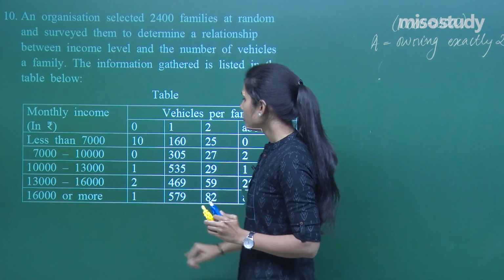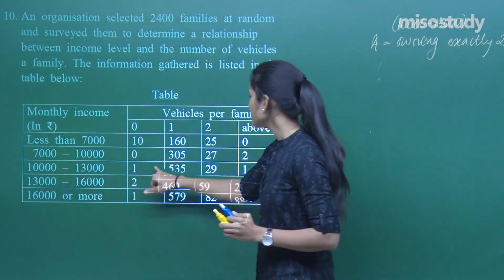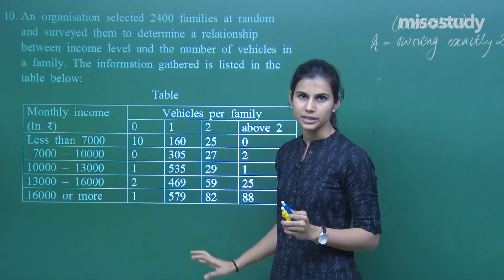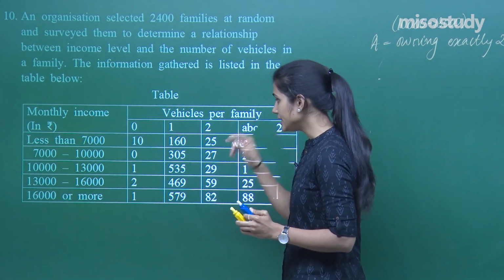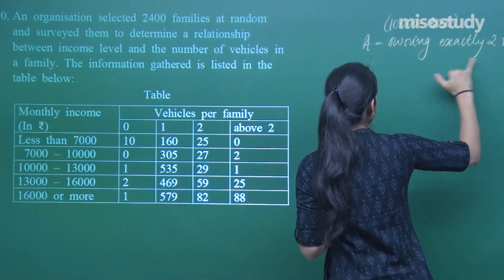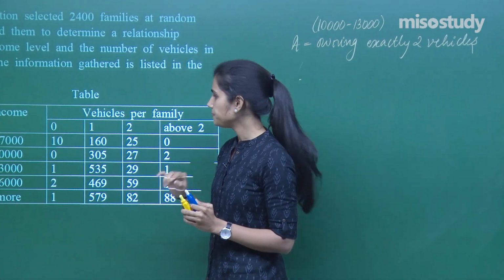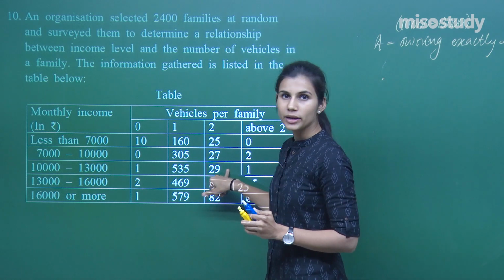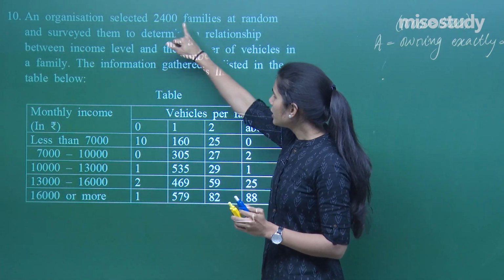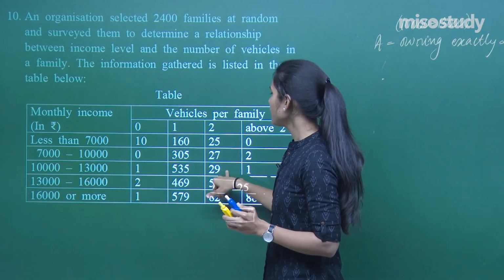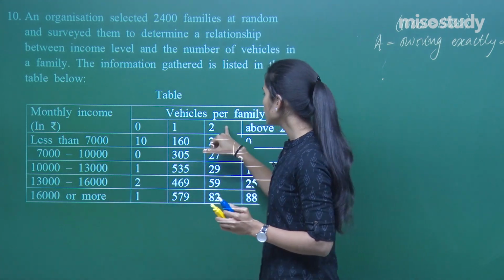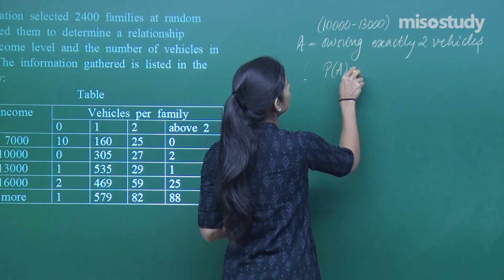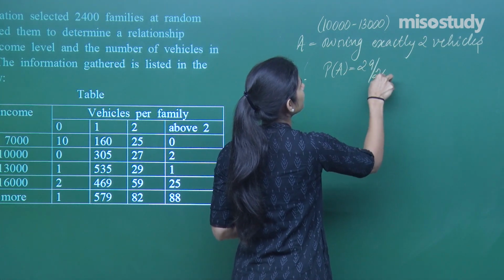Out of 2400 families, falling in this range is 1 family, 535 plus 1 plus 29 plus 1, these many families. Out of these, how many families are owning exactly 2 vehicles in this range? Exactly 2 vehicles are being owned by 29 families. So, out of 2400 families, there are 29 families earning income in this range and owning exactly 2 vehicles. So, the probability of event A would be 29 upon 2400.